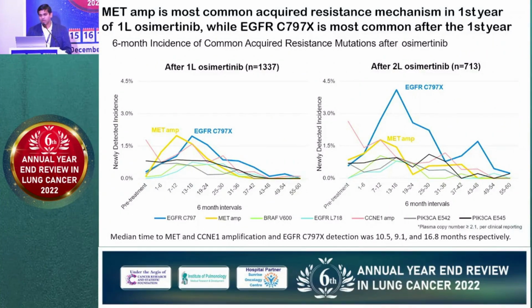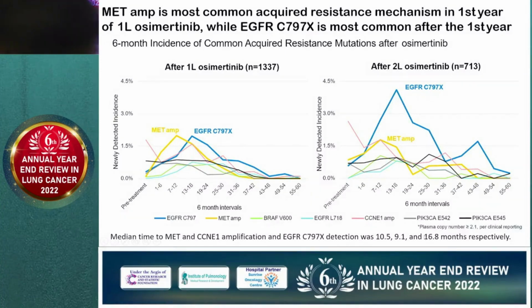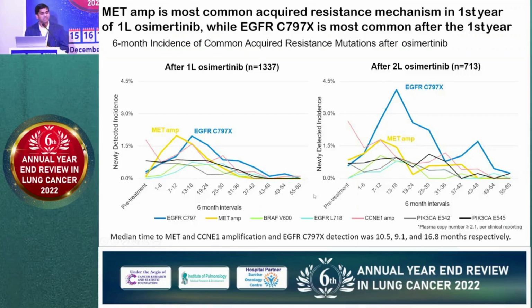If the patient is taking second-line osimertinib, the magnitude of the mutation is much higher. The median time to development of mutation is such that the first to come is CCNE1 amplification, around 9.1 months. For MET amplification it is 10.5 months, whereas EGFR C797X occurs around 16.8 months after starting osimertinib. So at different time frames, the type of mutation varies in this group of patients.